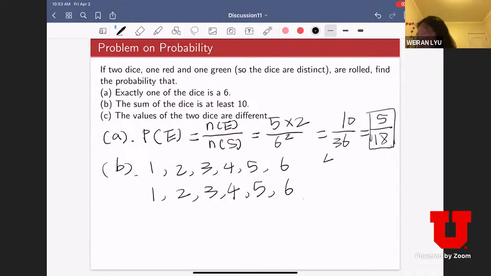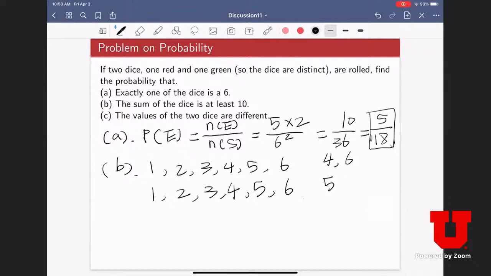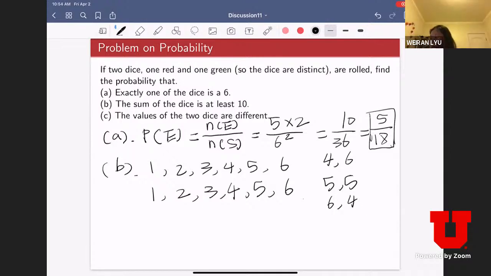4 and 6, is that what you said? Yeah, 4 and 6, 5 and 5, and 6 and 4. Okay, so remember that the dice are distinct, so you should also have 6 and 6, 5 and 6, and 6 and 5. Is that all? Yep, so that should be all the pairs where the sum of the dice is at least 10.